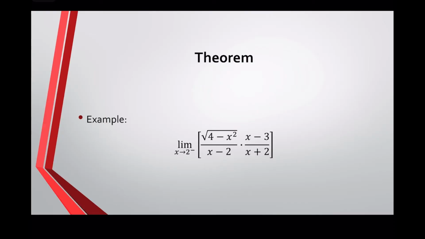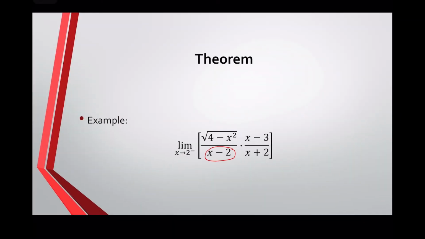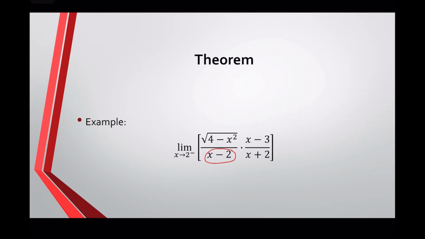Let's discuss how to solve for the limit of this function right here as x approaches 2 from the left. Now, clearly, the denominator here will give us a 0, and thus we'll definitely have an infinite limit later on. But notice as well that if we try to substitute 2 into the numerator, our numerator would also be 0.